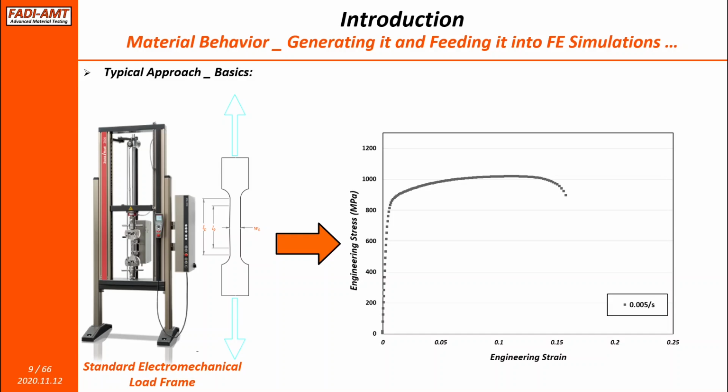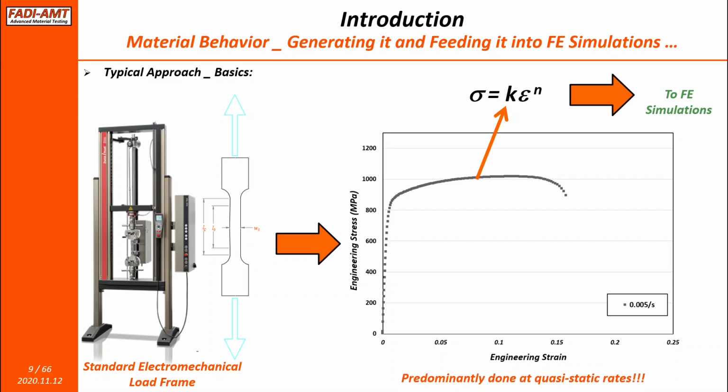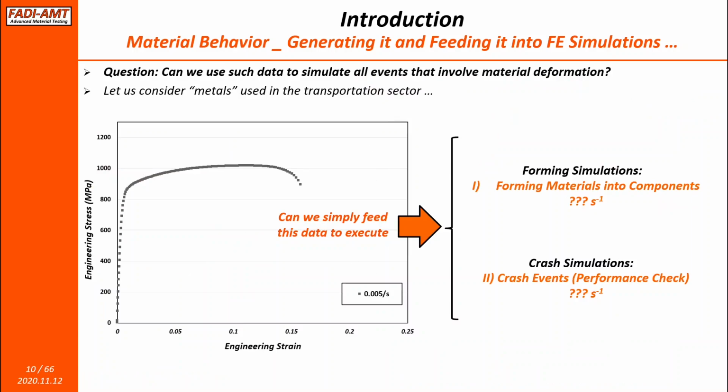And from there, we fit it to a mathematical equation, or simply feed it directly into our finite element model in order to perform finite element simulations. This is the standard process that is predominantly done at quasi-static rates, obviously because most of the tension testing that we perform is done at quasi-static rates. The question is, can we take the data from such a curve to simulate all events that involve material deformation?